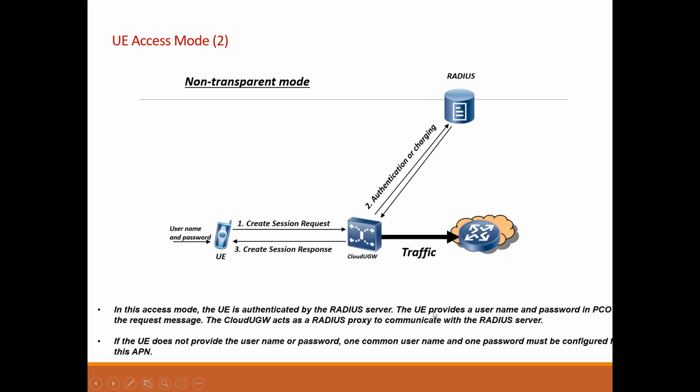And you provide a username and password in the PDP request, the GGSN acts as a radius proxy to communicate with the radius. So when you need to do authentication, obviously, along with your APN, you need to provide the username and password as well.